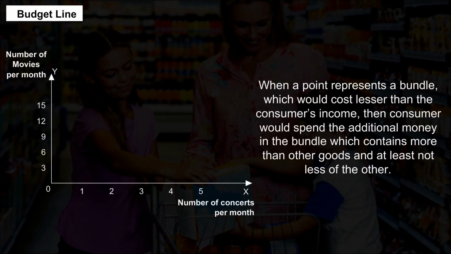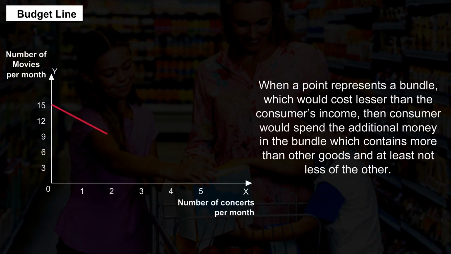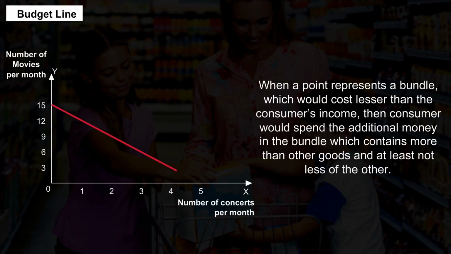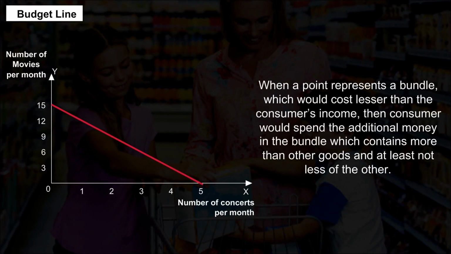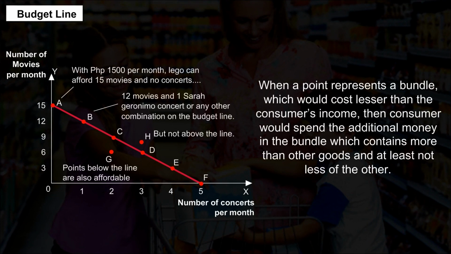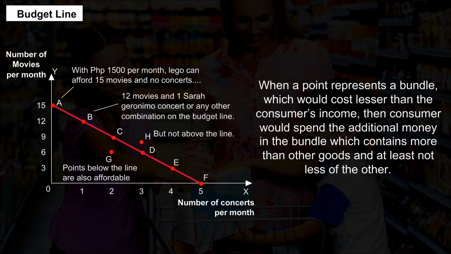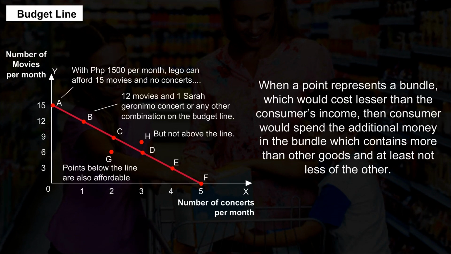When a point represents a bundle which would cost less than the consumer's income, then the consumer would spend the additional money on a bundle which contains more of one good and at least not less of the other.